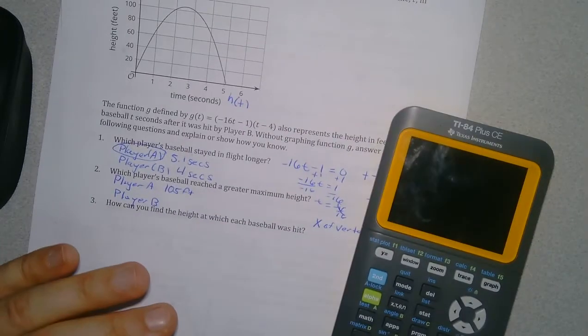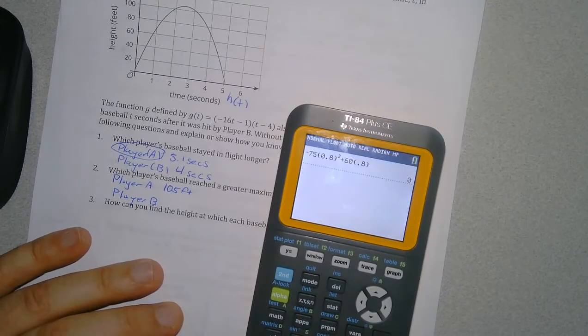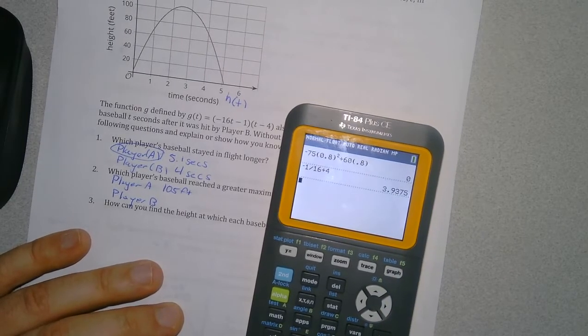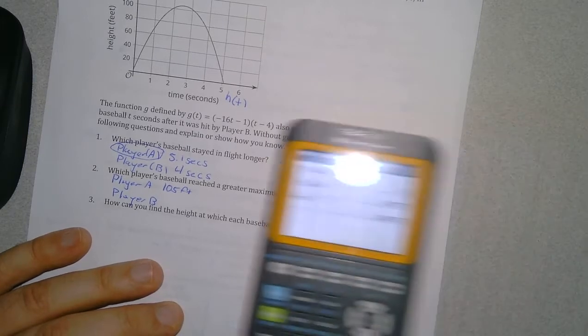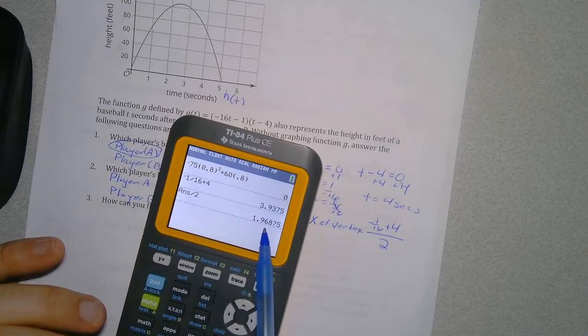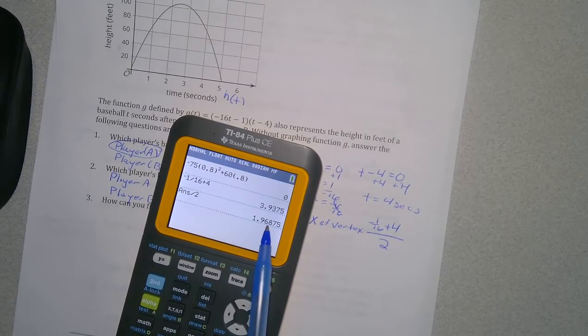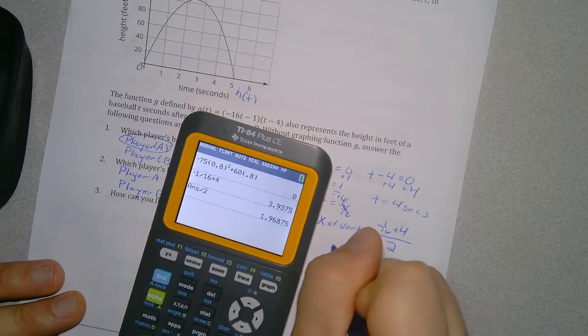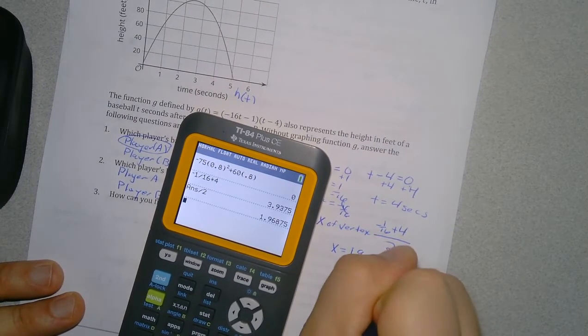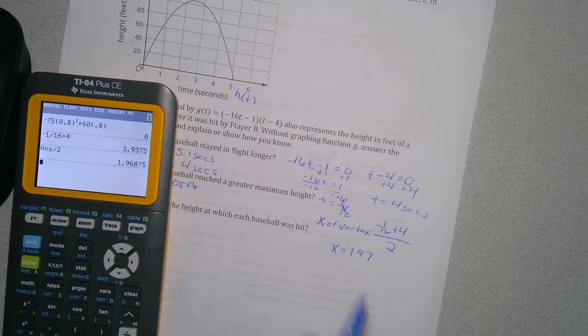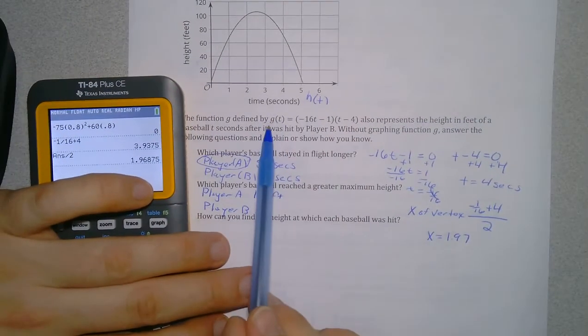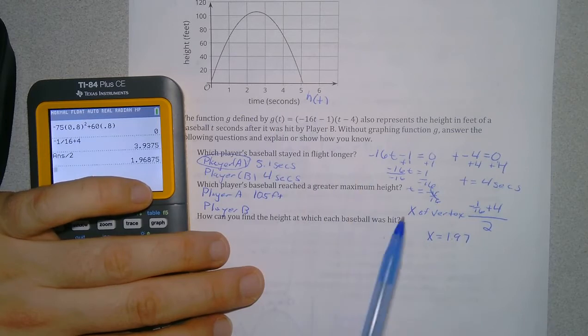So if I do that, I'm going to use my calculator and just take negative 1 divided by 16, and then add 4. And I got 3.9375. Divide that by 2, and I got 1.96875. I'm just going to round that to about 1.97 seconds. So x is about 1.97. Now, that's our second time. So we're actually going to have to plug that back into g to figure out our overall height.